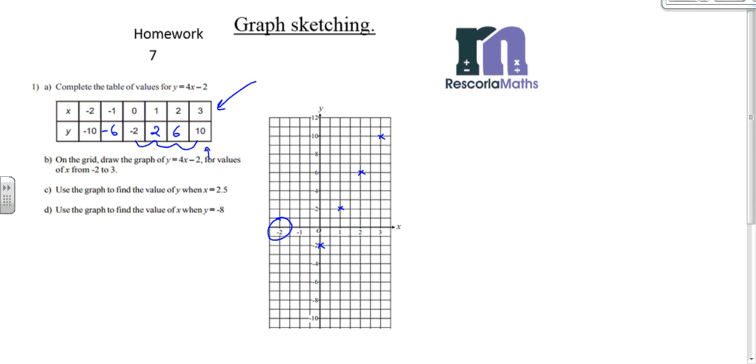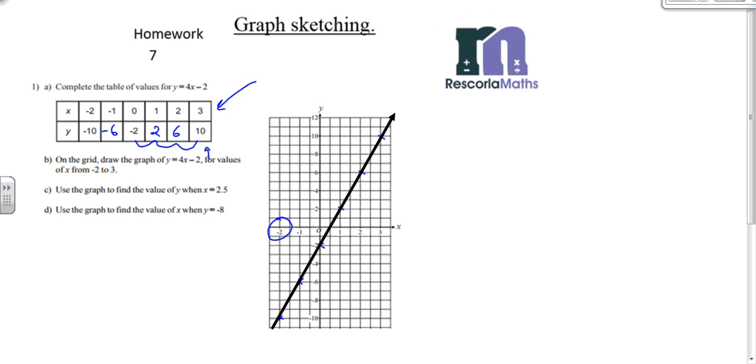Next one, minus 1, minus 6. You go across by minus 1, down by 6, and you get that one. Then minus 2, minus 10, and you get that there. And then once you've done that, you join them up with a nice straight line. And we get a graph looking like that. Make sure when you do it, you don't need the arrow on the end. But make sure that you go all the way through your graph.